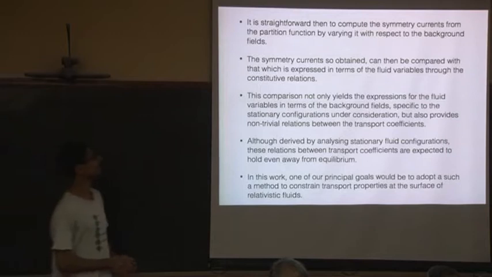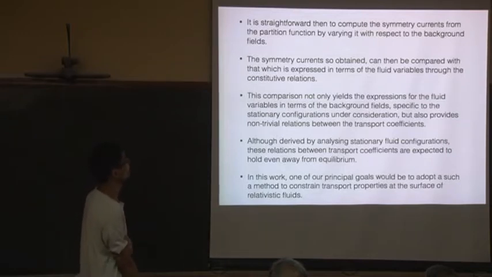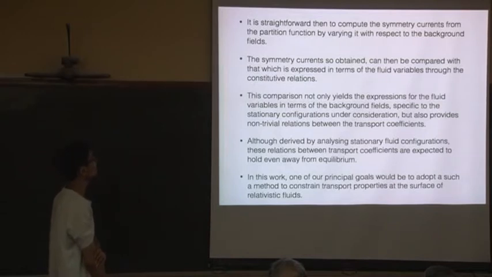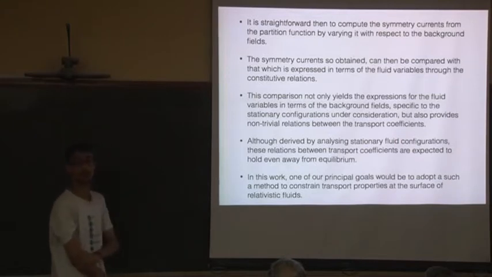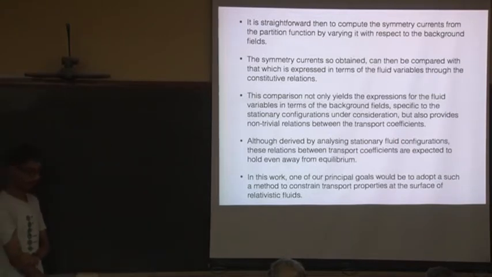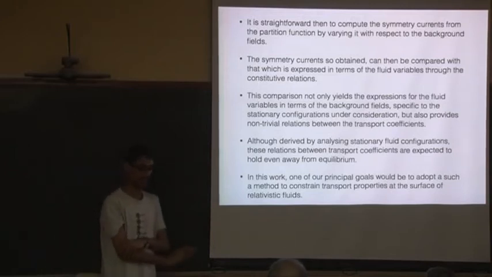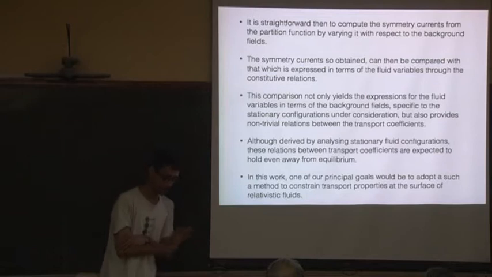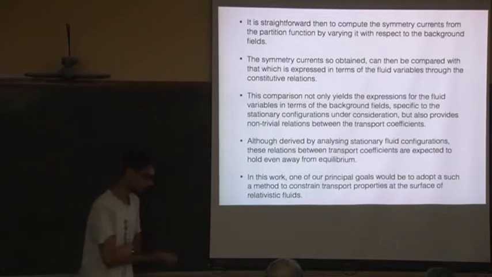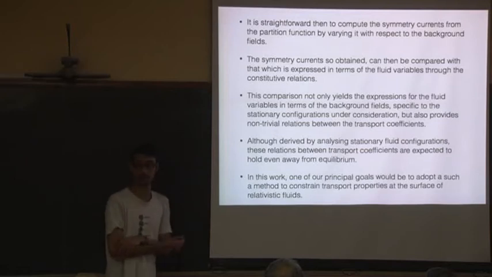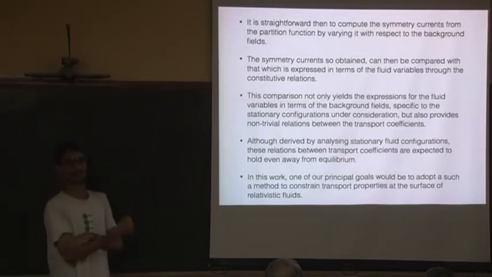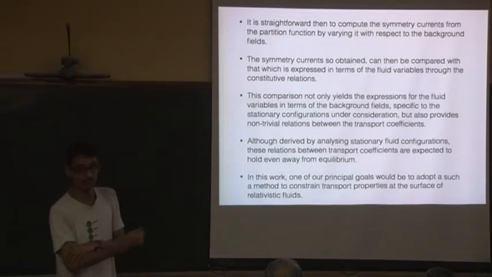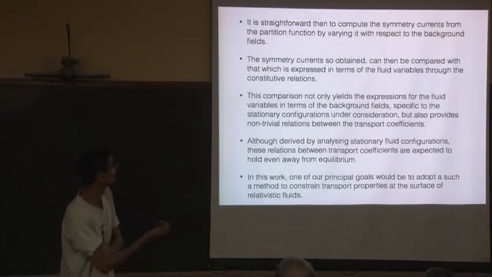So once I've got the partition function, the symmetry currents from the partition function can be obtained by varying it with respect to the background fields. This symmetry current so obtained can then be compared with that which is expressed in terms of the fluid variables through the constitutive relations. I can bypass the partition function and write down the constitutive relations for the fluids, like the stress tensor or other symmetry currents in terms of the fluid variables. And then I can compare these two things: the currents that I have obtained from the partition function, and that which I can write down in terms of constitutive relations.